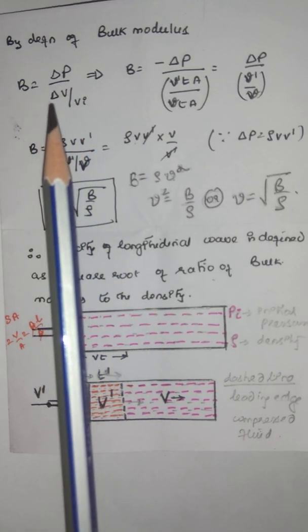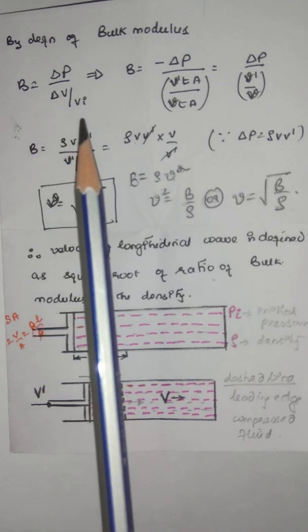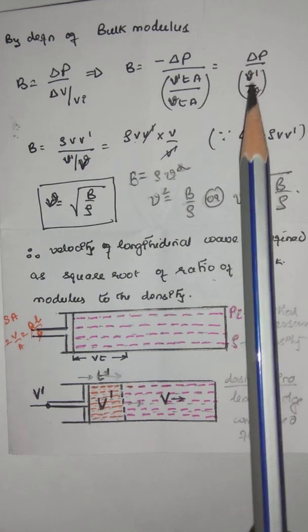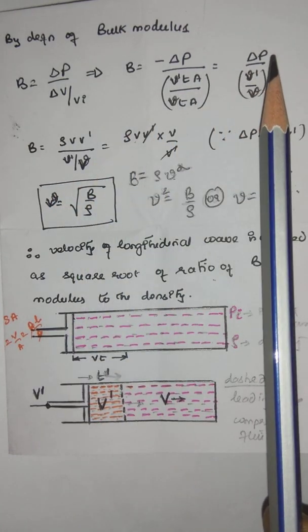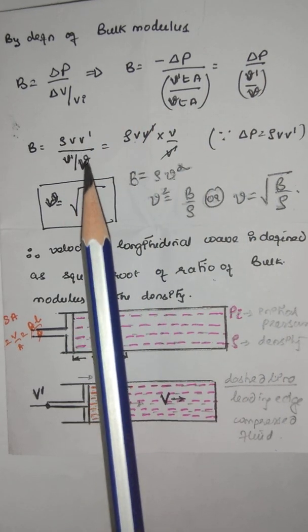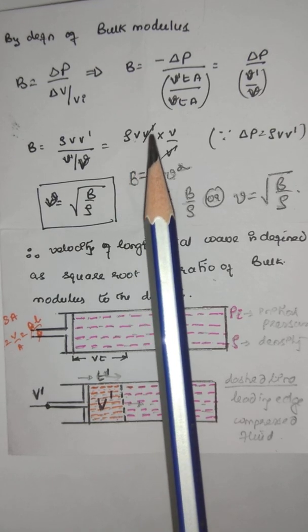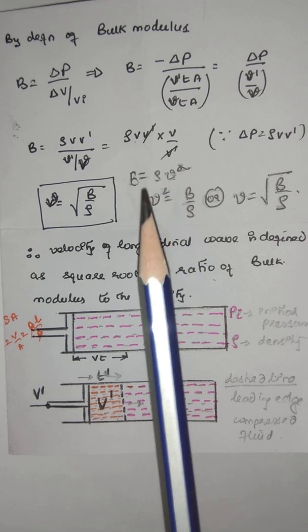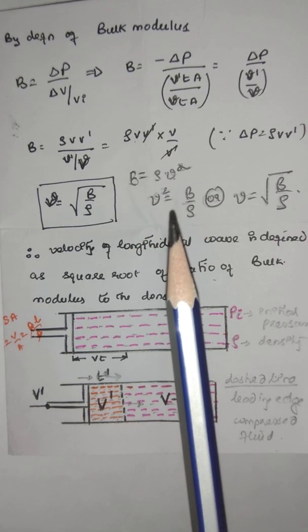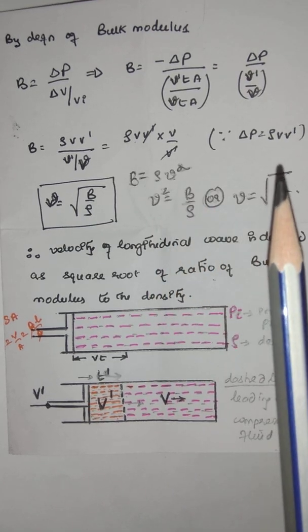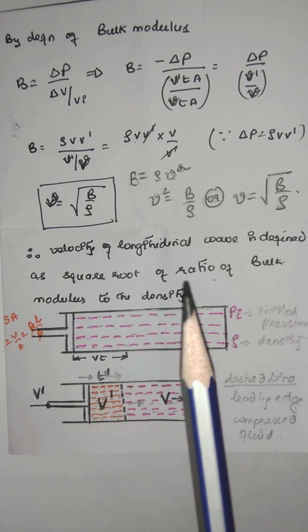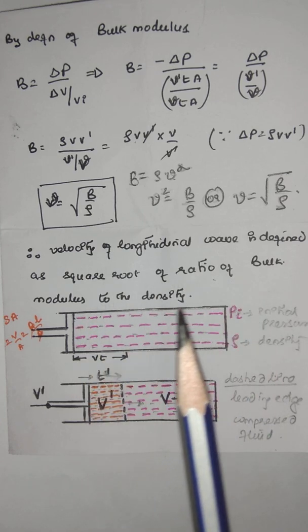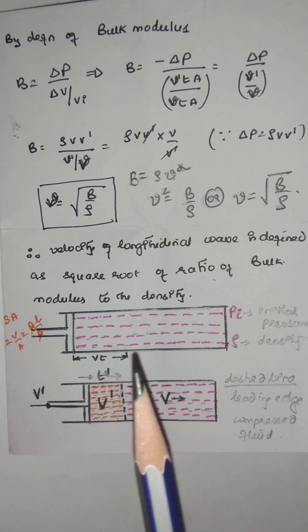Now we replace this value in the bulk modulus, change in pressure by change in volume to the initial volume. That is delta P by V dash by V. B, the bulk modulus, is equal to delta P, as we have proved earlier, rho V into V dash, divided by V dash by V. That is rho V into V dash into V by V dash. V dash cancels, giving rho into V square. B is equal to rho V square, or V square is equal to B by rho, or V is equal to square root of B by rho. Therefore, the velocity of longitudinal wave is the square root of the ratio of bulk modulus to density. Hence, we have an expression for velocity of longitudinal waves.